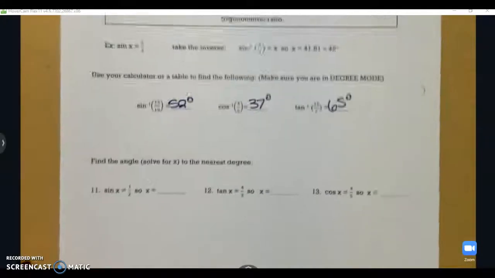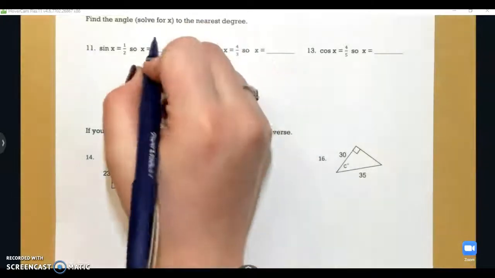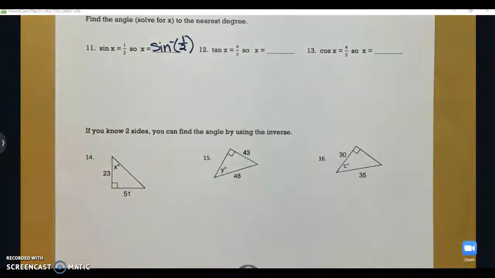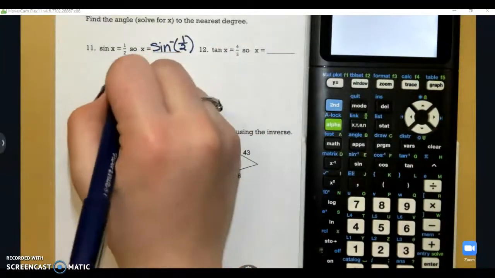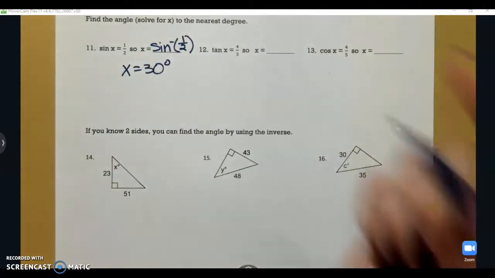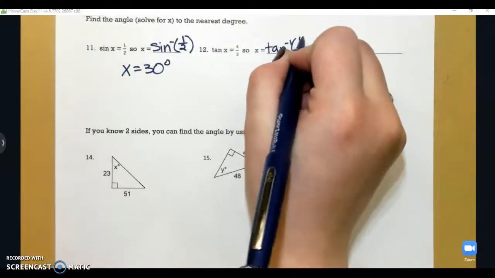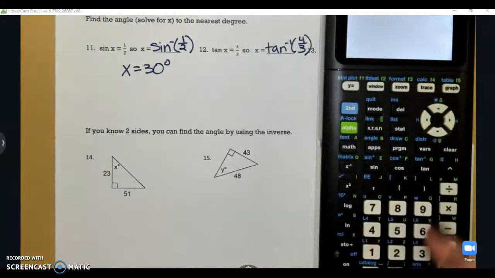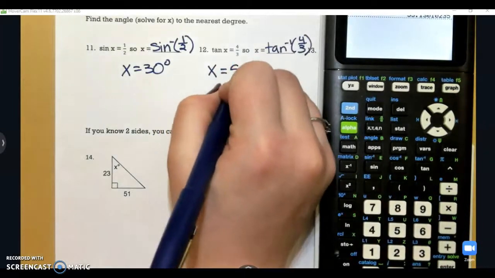So how do we know what to type into the calculator? Well, if we know that the sine of x is 1/2, then x is going to be the inverse sine of 1/2. And if I put that into my calculator, inverse sine of 1/2, that is 30 degrees. Okay. If the tangent of x is 4/3, that means that x is going to be the inverse tangent of 4/3. Excuse me for that bell. And so for number 12, x is about 53 degrees.